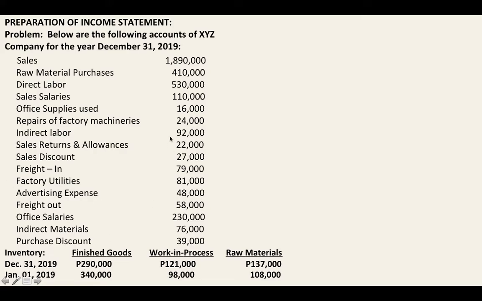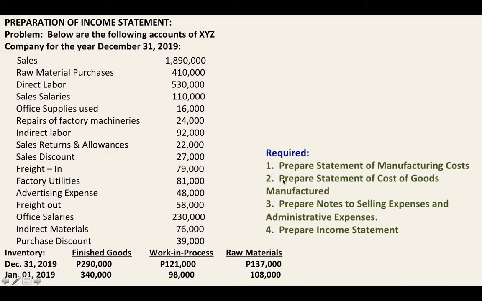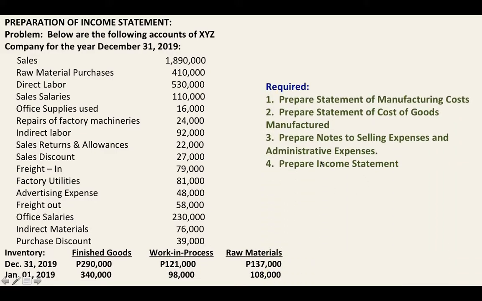Okay, so everything, sales and other expenses are all in, and you have the inventory of finished goods, work in process, raw materials, and then December 31, 2019. So that will be your end. And January 1st, 2019, this will be your beginning. Okay, now this is what is required.